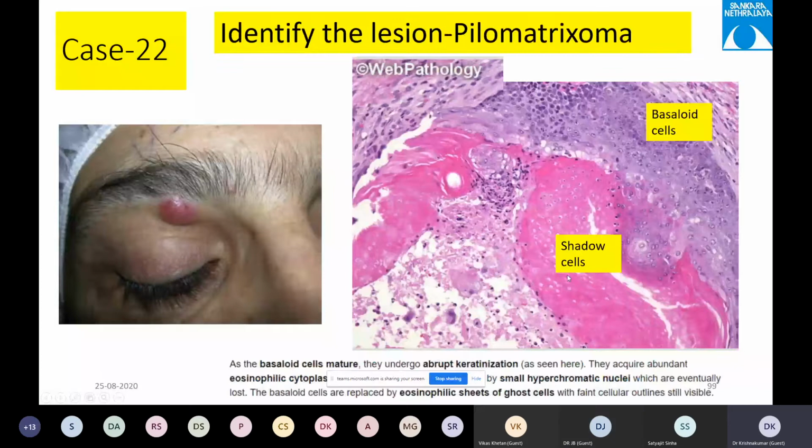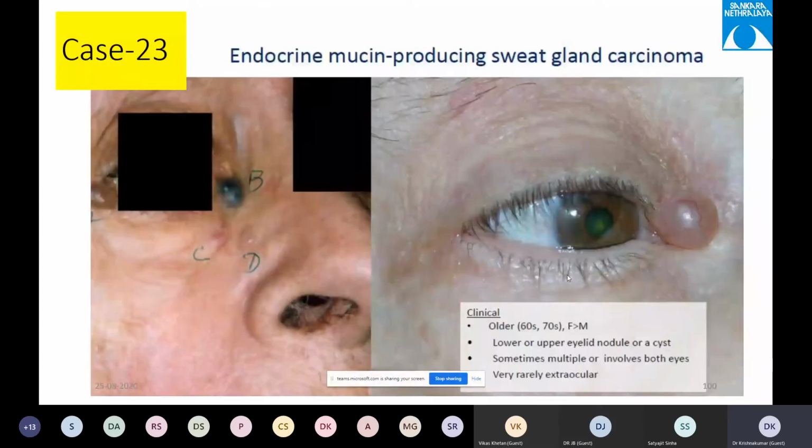Next is a new entity which came in 2019, called endocrine mucin producing sweat gland carcinoma. It can mimic a cyst.